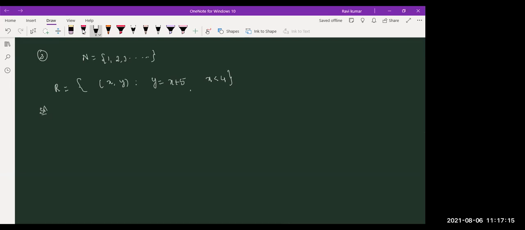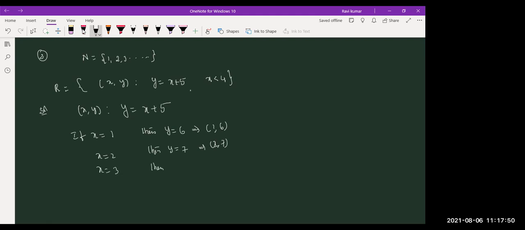Solution. Same as the previous question. They're given x comma y such that y equals x plus 5. If x equals 1, then what is the value of y? 6, sir. X equals 2 means y is 7, so 2 comma 7. X is 3, then y is 8. Very good, 3 comma 8.